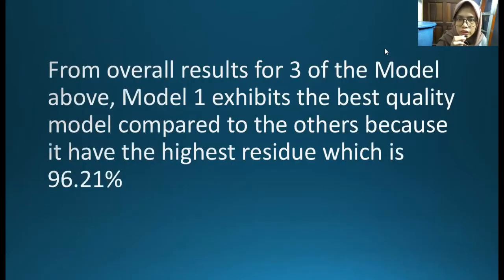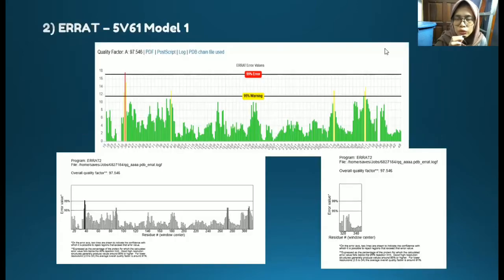Okay, from our results for the three models above, model 1 exhibits the best quality compared to the others because it has the highest residue percentage, which is 96.31%. Okay, moving on to the second software, which is ERRAT. For the 5V61 model 1, the quality factor that has been obtained from this model is 97.546, which tells us that the result is very good and excellent.